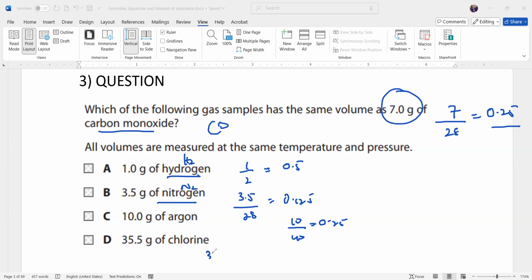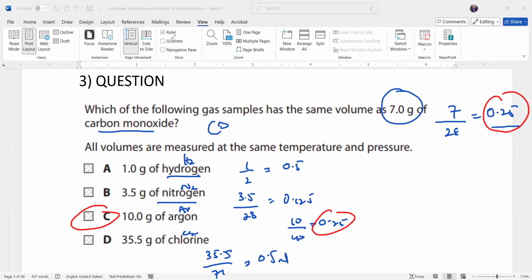And argon is Ar and chlorine is 35, Cl2. So 35.2 divided by 71. So we got 0.5. So the one which has the same number of moles as carbon monoxide will occupy the same volume. Because when two gases have the same number of moles, they will occupy the same volume. That's why C will be the right answer. So equal moles of all gases occupy the same volume.